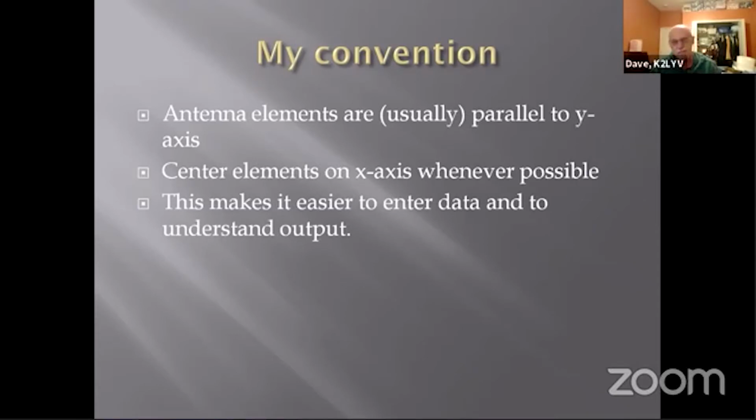So this goes from plus Y to minus Y. It makes it easier to enter your data, and it makes it easier to see your output. There's nothing special about these conventions. You can center them on any axis, but it's nice to center them on one of the axes.